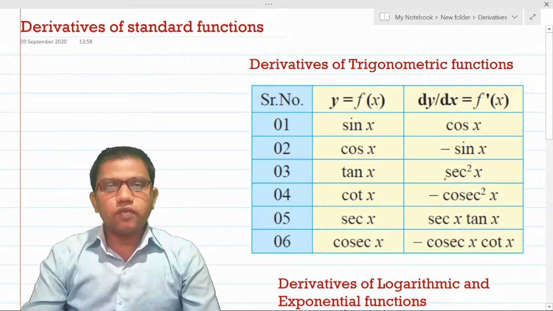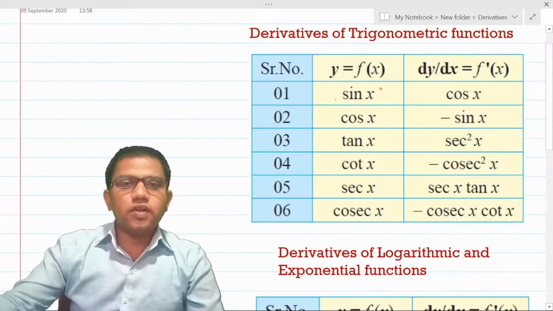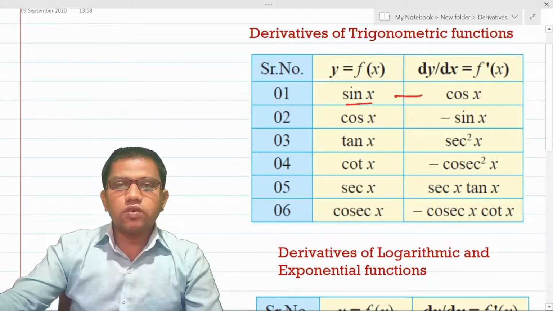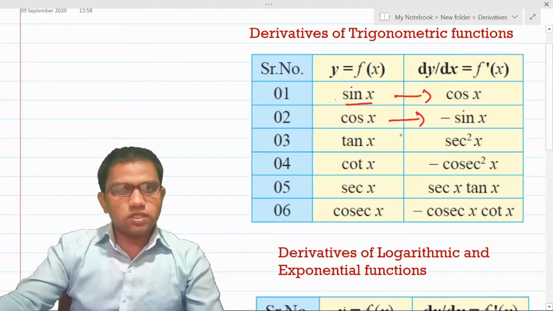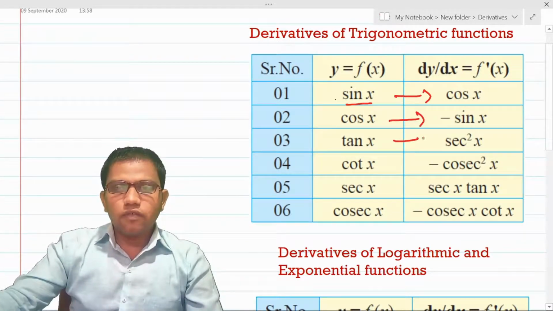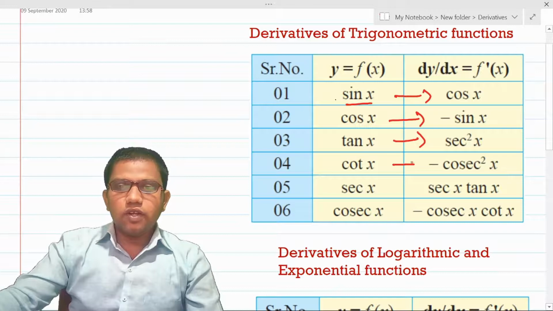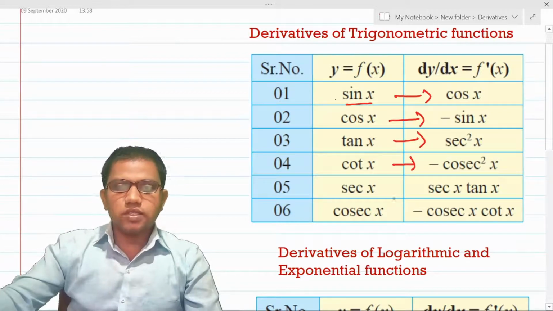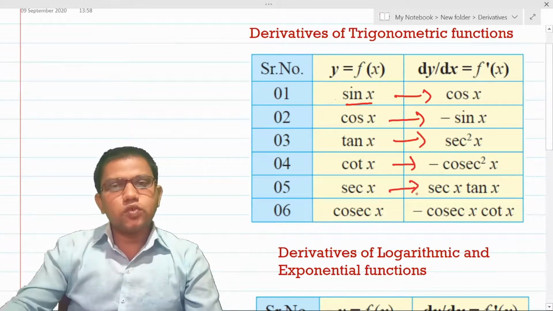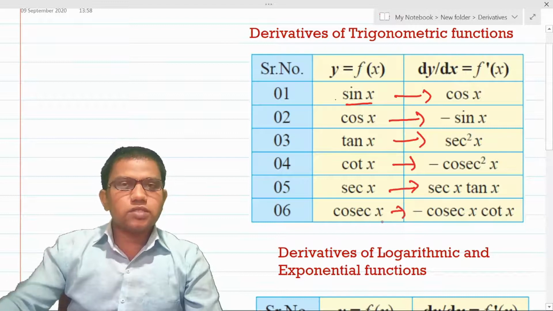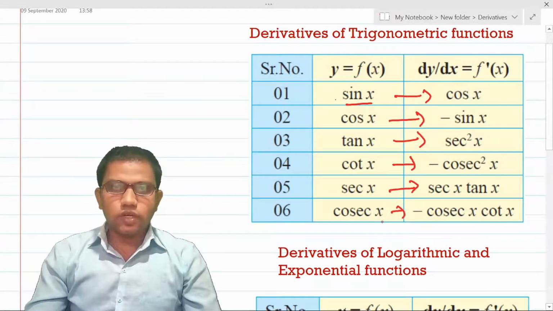Derivative of trigonometric functions. See, from the first principle, you will get derivative of sin x is equal to cos x. Derivative of cos x is minus sin x. Derivative of tan x is sec square x. Derivative of cot x is minus cosec square x. Derivative of sec x is sec x into tan x. Derivative of cosec x is minus cosec x into cot x.